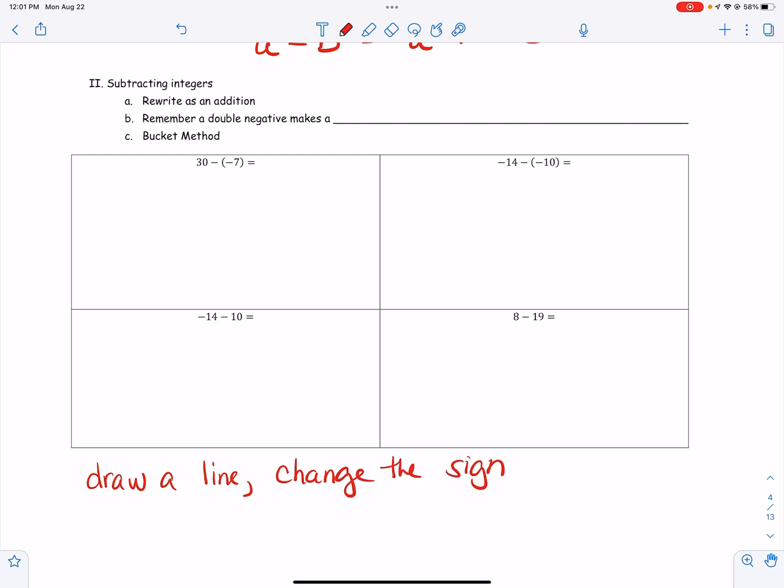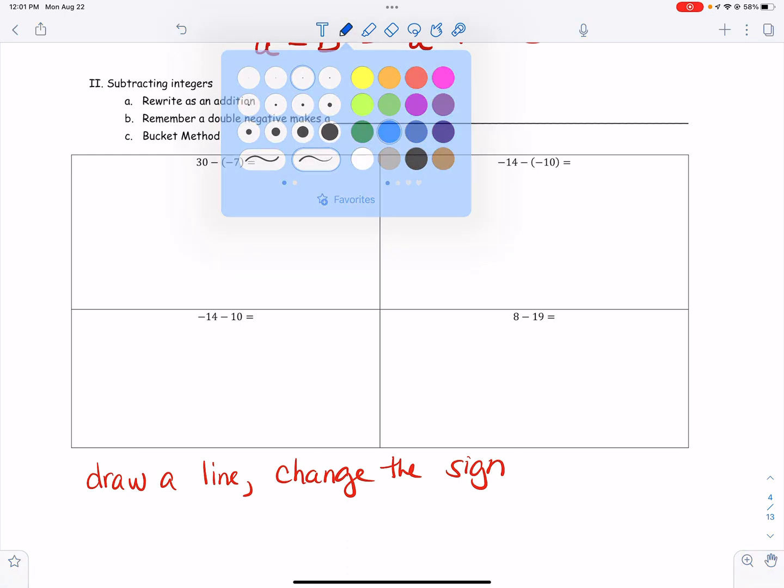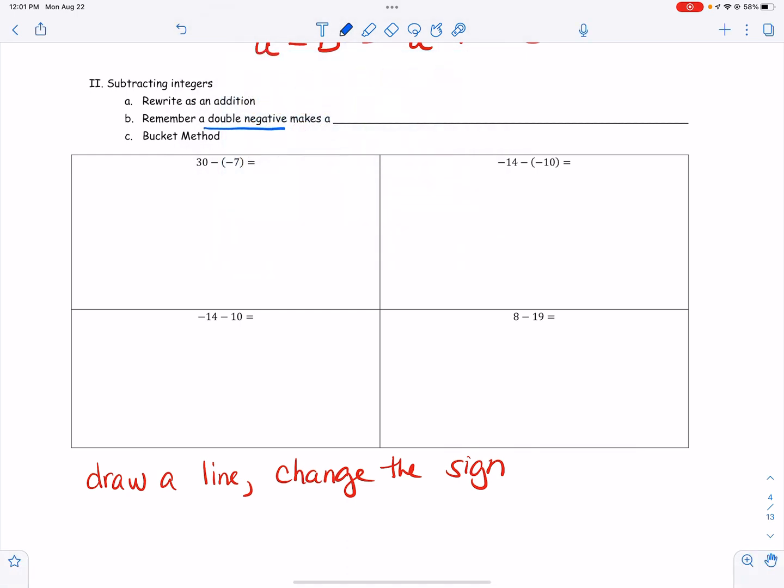What I want you also to remember is that when we have a double negative, that makes a positive. So a double negative is equal to a positive. And we'll actually learn that in just a minute when we do multiplication and division, okay? So the very first thing is I always rewrite these problems as an addition. There's a lazy way: you can draw a line and change the sign. That's one way. Or I like to do it like this.